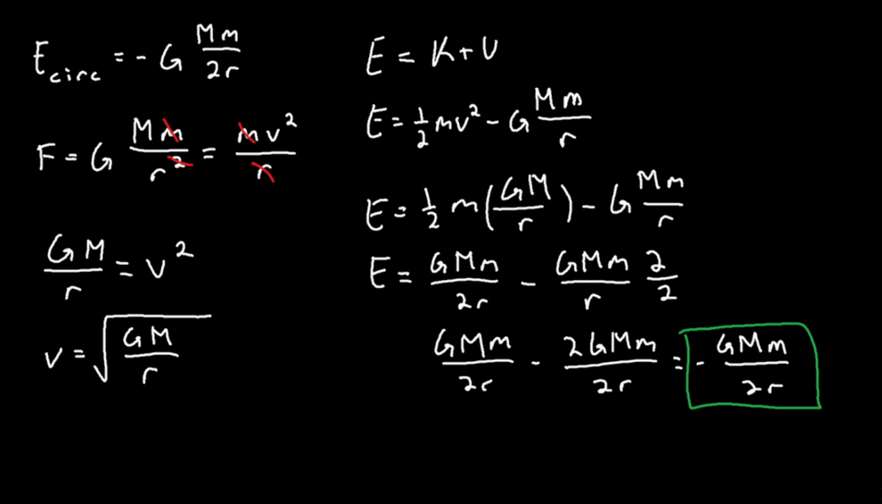Now, if you want to find the formula for an elliptical orbit, literally just replace r with a, the semi-major axis length. So that derivation isn't too bad. You just use some logic about centripetal force and total energy.